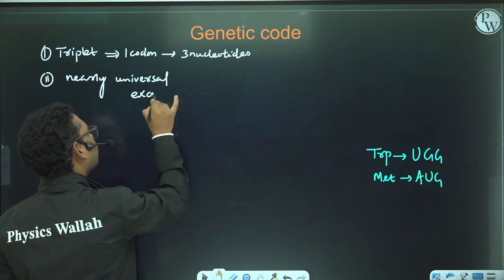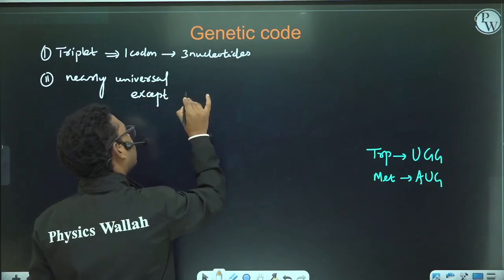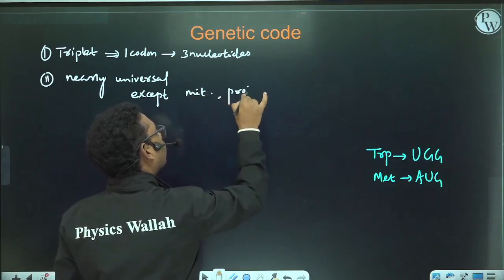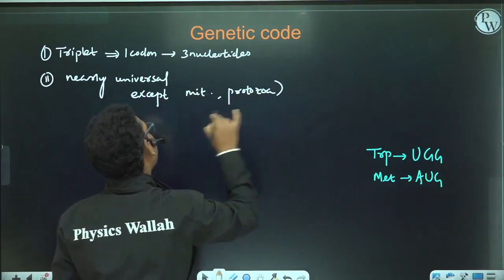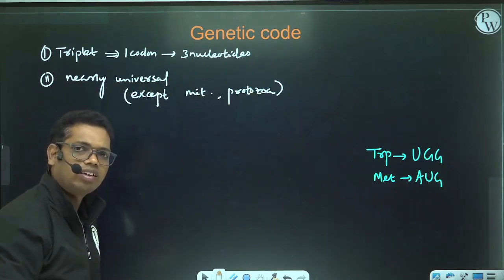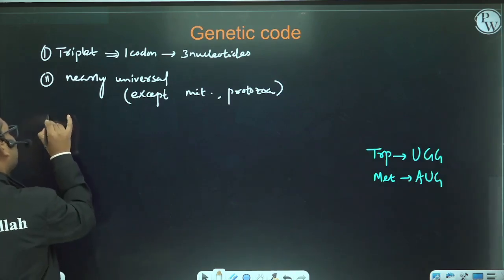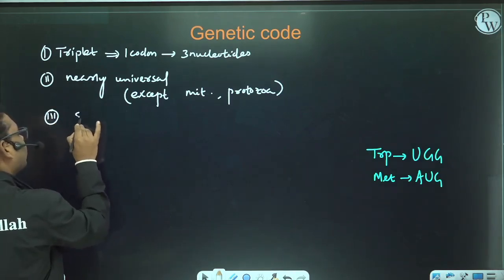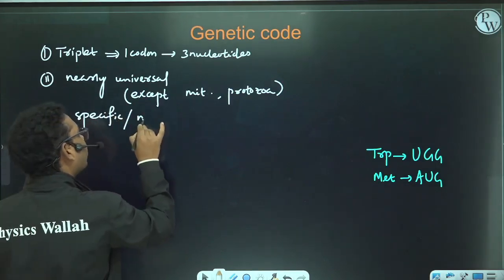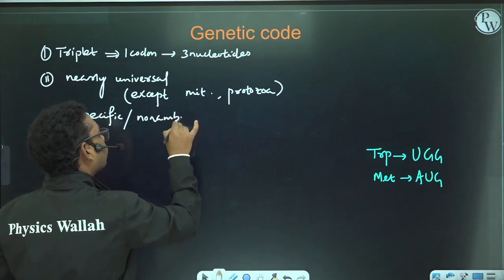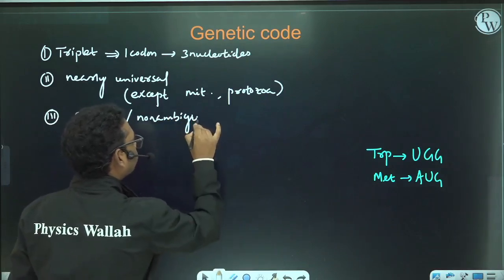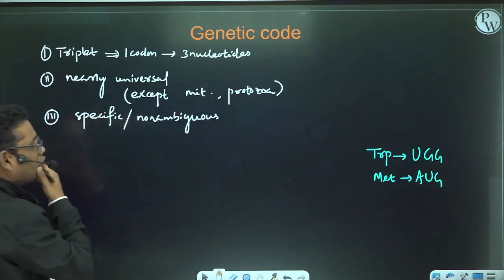Except mitochondria and protozoa. Except these two, the genetic codes are nearly universal. They are nearly universal, and the genetic code is specific. When I say specific, that means genetic codes are non-ambiguous. So what do you understand by specific or non-ambiguous?